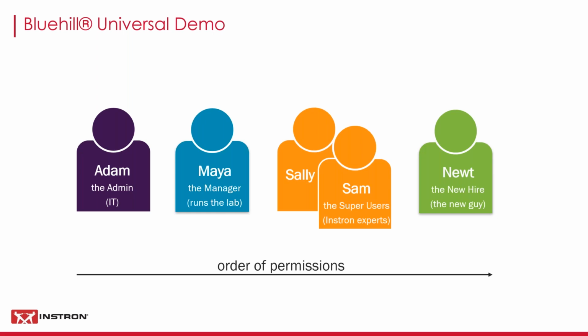So in terms of permissions, the way the system is configured, Adam is kind of like the souped up user. He has permissions to configure the system and security, and then it kind of trails off from there, whereas Newt really doesn't have any permissions. All he can do is really run a test.